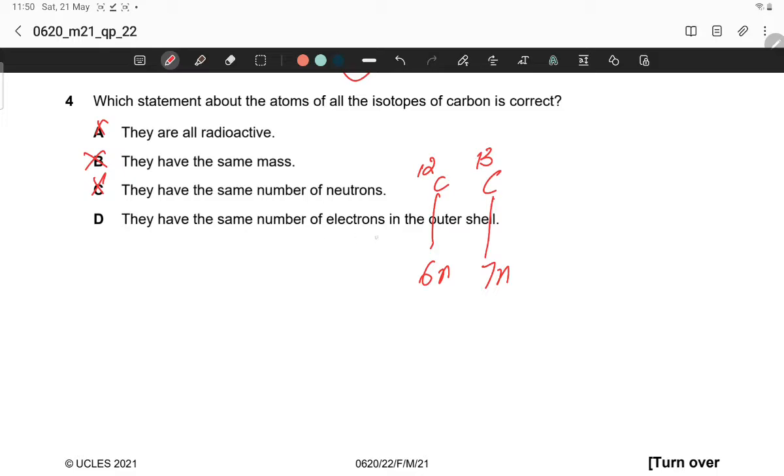They have the same number of electrons in the outer shells. Yes, this is correct. So D option, because they have the same number of protons and the same number of electrons but a different number of neutrons. If 6 electrons are there, both have the same outer shell electrons. There are 4 electrons present in the outermost shell. This is the carbon electronic structure.